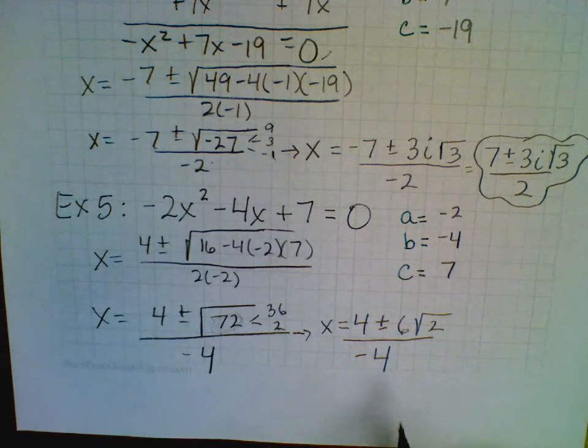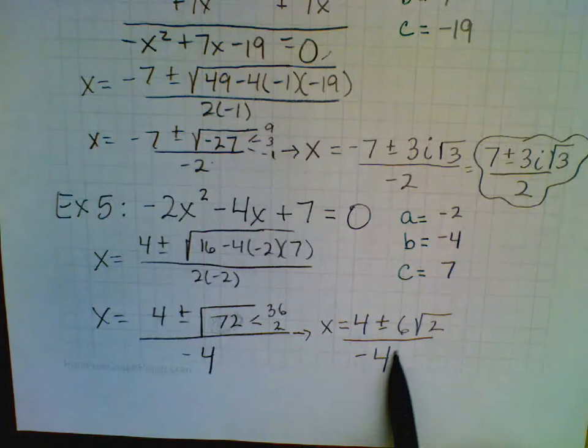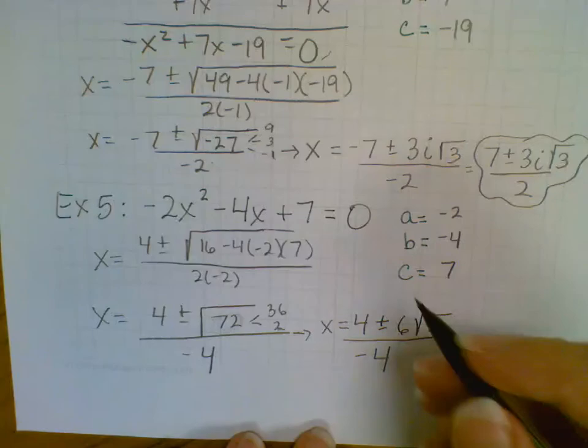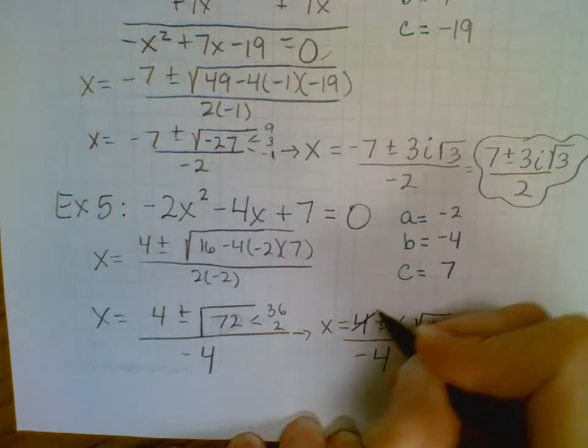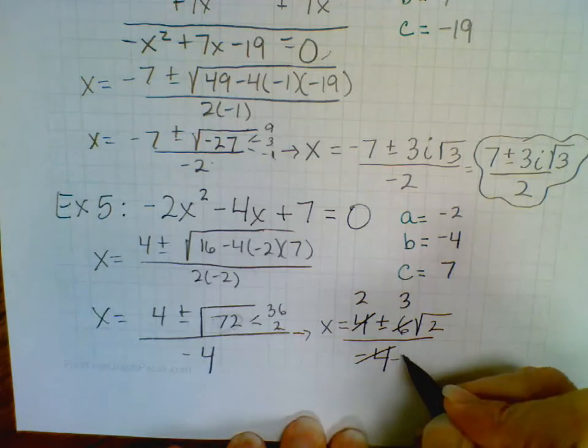And now I can simplify, since all of these can reduce by 2. We'll want to do that. Become 2, 3, -2.